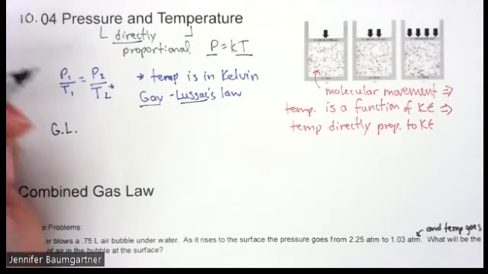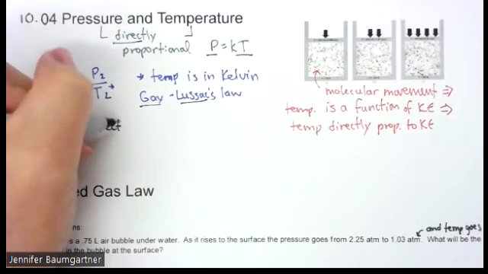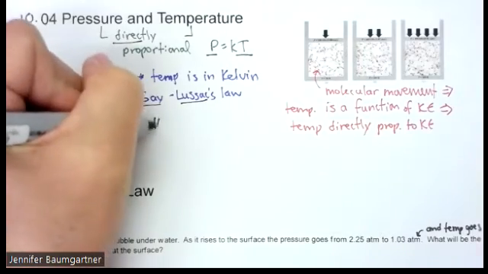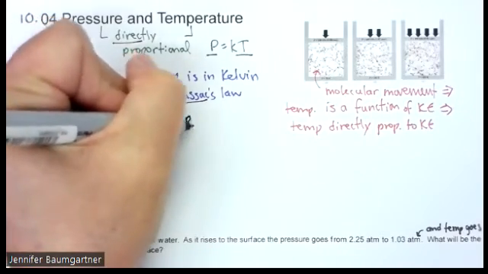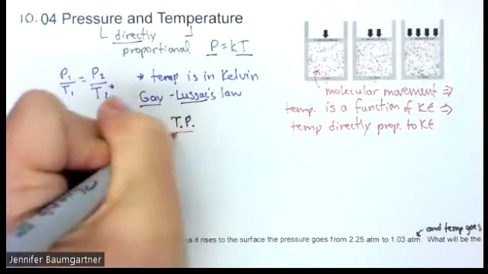So GL directly sells toilet paper, or TP. So that tells us that Gay-Lussac's law is a direct relationship between pressure and temperature.